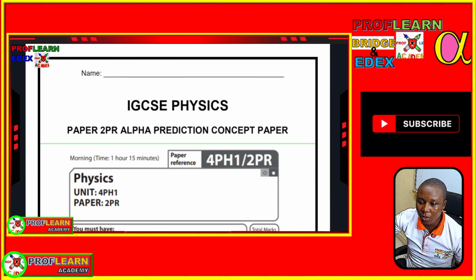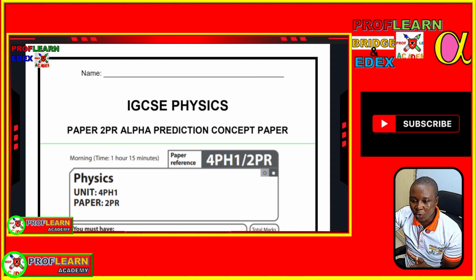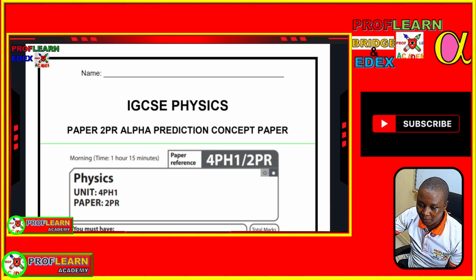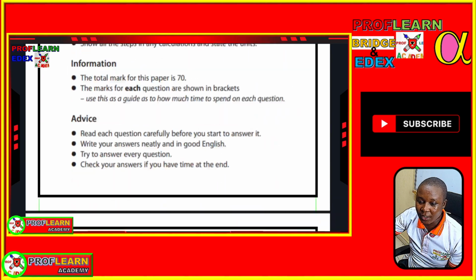So this is a prediction of 2PR, and if you are taking 2P, that is Paper 2 Physics. Of course, if you have done Paper 1, you will have to do Paper 2 Physics, and this paper is usually out of 70 marks, but I've just pulled together different questions that can enable you to prepare different concepts. Let's dive in so that we can see exactly what you are expected to do in this case.